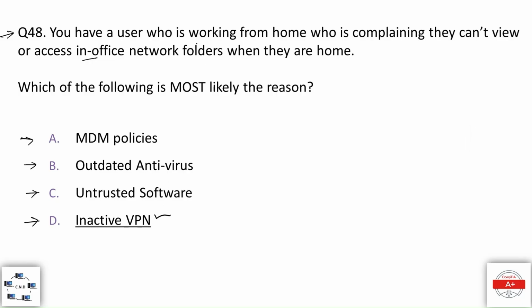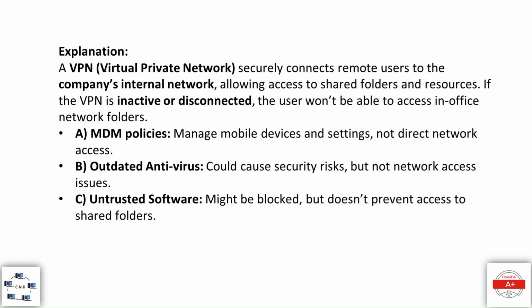inactive VPN. So if the user is working from home and wants to access in-office network folders, it means the user will be using a VPN to access the office network. And if the VPN is inactive, the user won't be able to access the office network. So a VPN, or virtual private network, securely connects remote users to the company's internal network, allowing access to shared folders and resources. If the VPN is inactive or disconnected, the user won't be able to access in-office network folders.